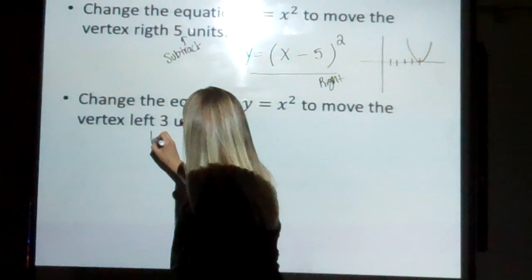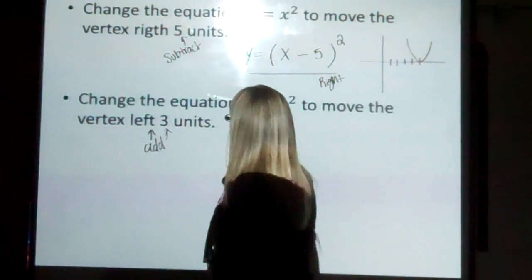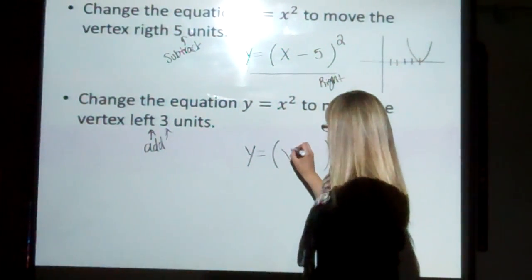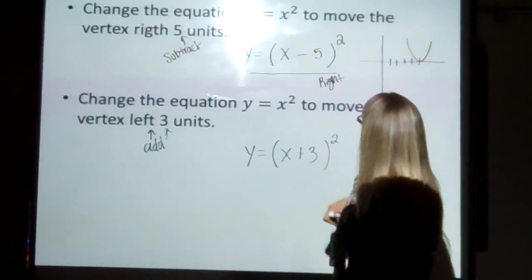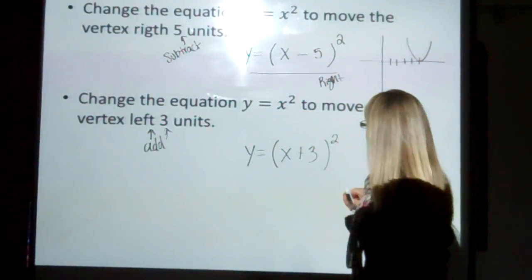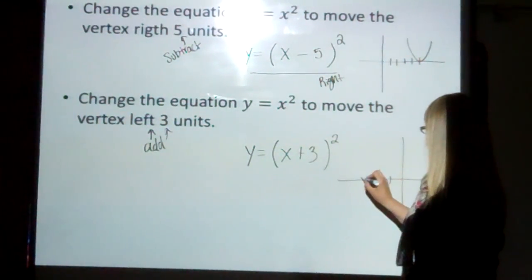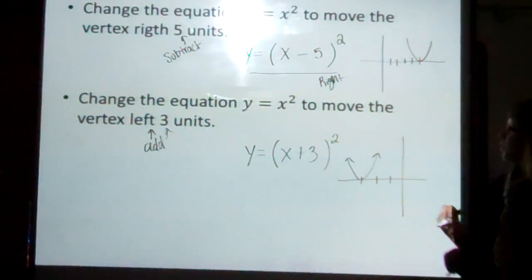To change the equation y equals x squared to move the vertex left 3 units, well, left 3 units implies that you're going to add. We're going to add the 3, so we're going to write y equals, and then in parentheses, we're going to say x plus 3, because we're adding 3, and then throw your squared on there from the original problem. And again, graphically, what that means is that I'm going to go left 1, 2, 3 units, and my parabola, which is a U shape, ends up left 3 units.